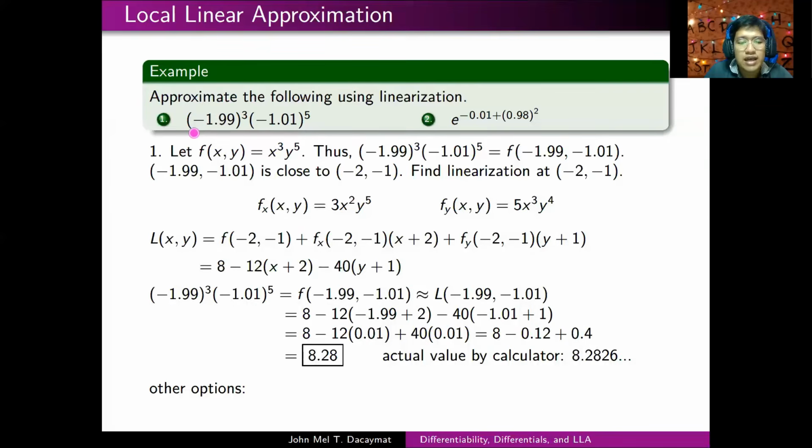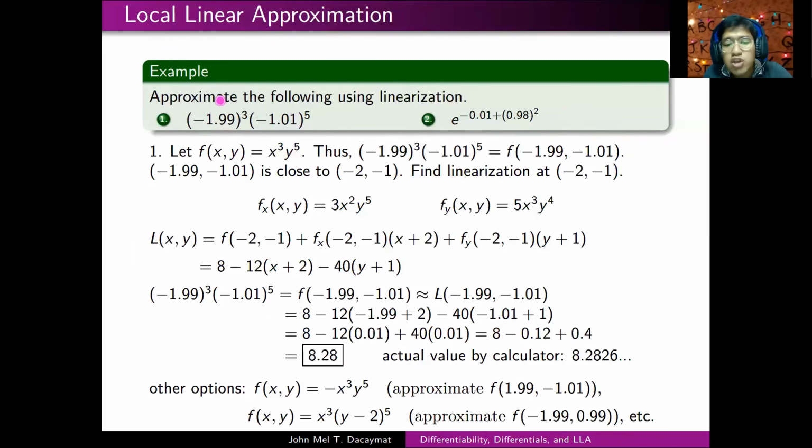And last example natin. Wait, before we continue to our last example pala, hindi unique yung function na pwede mong piliin. Hindi lang x cubed y to the fifth. Halimbawa, pwede mong piliin negative x cubed y to the fifth. Sure, kaya lang imbis na f of negative 1.99, negative 1.01, f of 1.99 na lang. No, kasi negative x cubed na to eh. Para pag plug in ko, ito pa rin makukuha ko. No? Pwede naman ganito kung gusto mong pahirapan ng konti sarili mo.